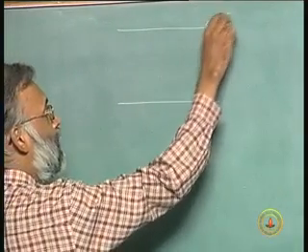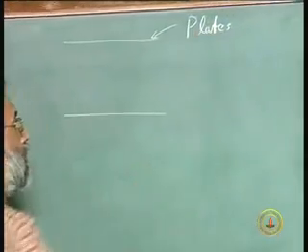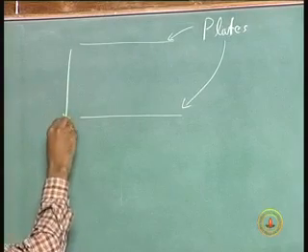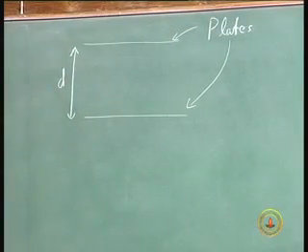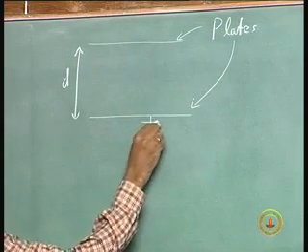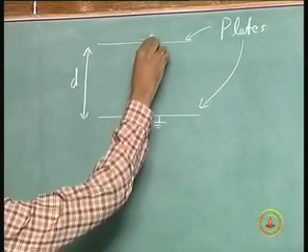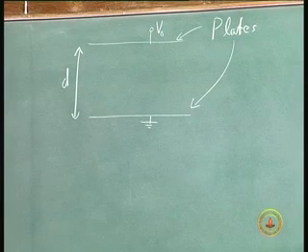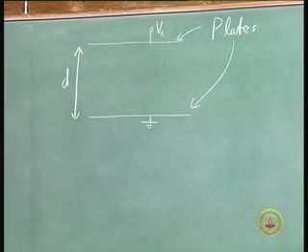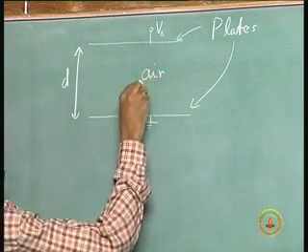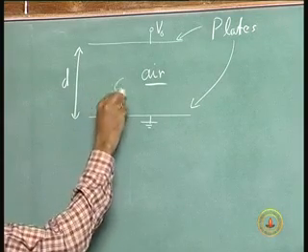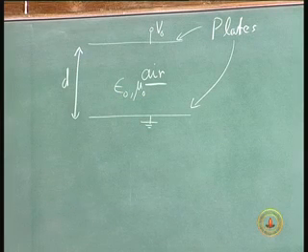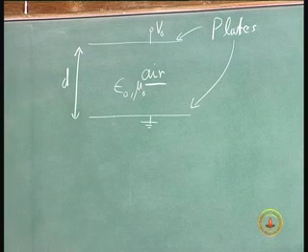You have two plates, infinitely large, separated by a distance d. I ground the bottom plate and I apply a voltage V naught to the top plate. In between the plates I am going to have air. So, that means my dielectric constant is epsilon naught, permeability is mu naught. Now, we have already done the solution to this, but let us do it again.